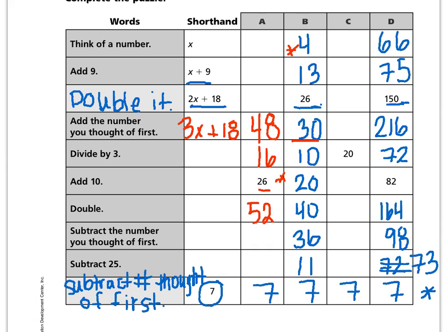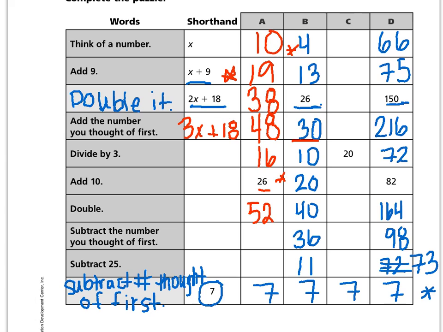Using that information, I can go back and see that the 48 in the A column would just be 3x plus 18. I can actually take away the 18 from that, and that would be 30, divided by 3 for the 3x, and that would be 10 for my x. Now I can start moving forward again. 10 plus 9, which is the shorthand for add 9, is going to be 19. And then I have 2 times 10 is going to be 20, plus 18 is going to be 38.